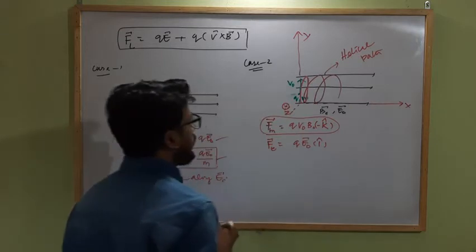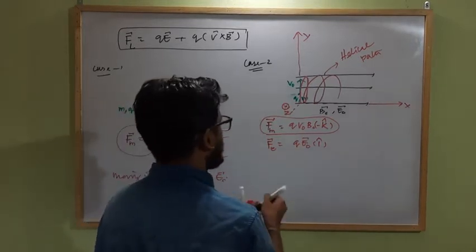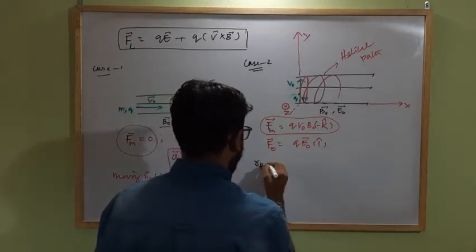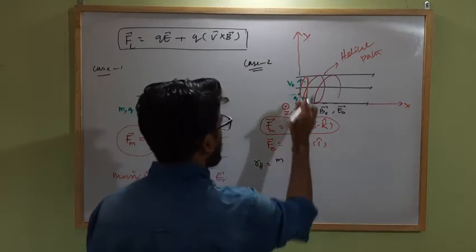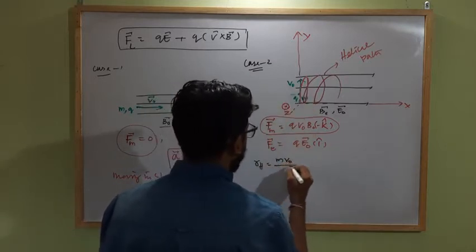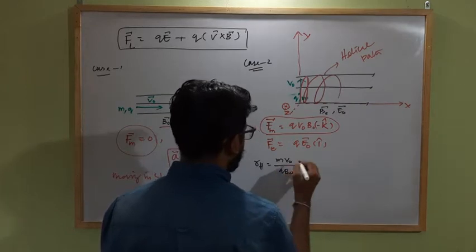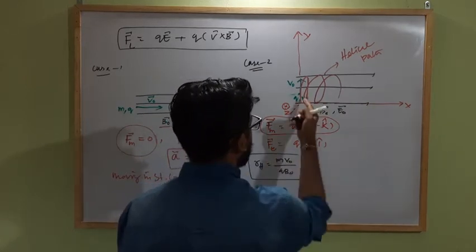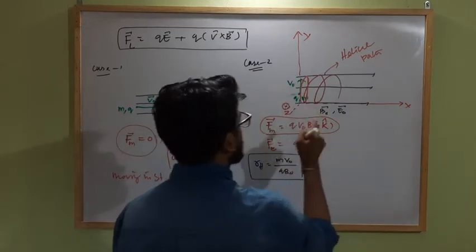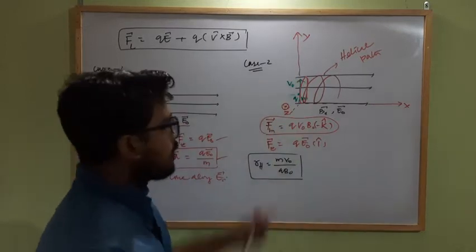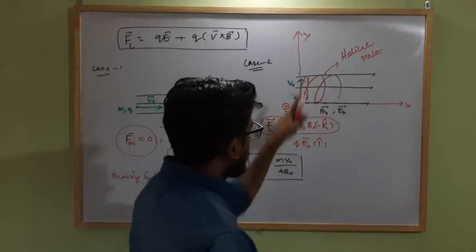And what is the value of the radius of the helical path? R_H will be how much? We know m, v perpendicular, here it is v naught, divided by q v naught. This is the radius of the helical path, because this component is only responsible for moving the particle in a circular path.